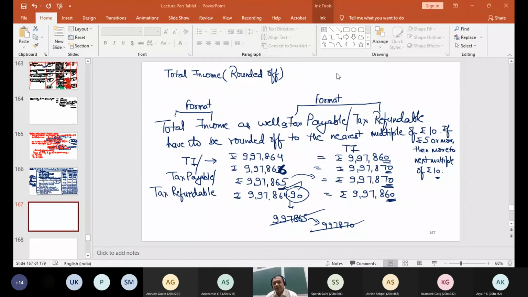I will show you that slide. Please raise your hand if you have understood how you should round it off. So what can you round off?